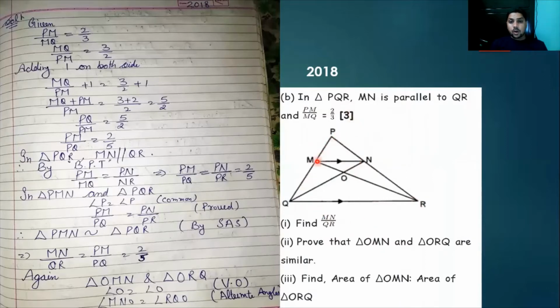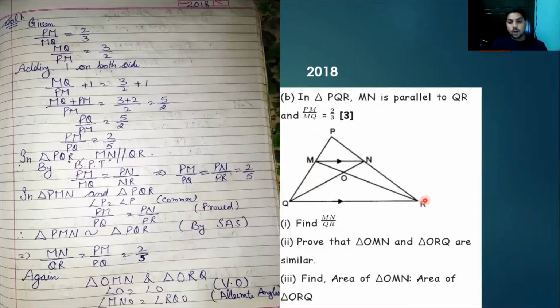PM ratio MQ is equal to 2:3. So this part will be 2 and this part will be 3. So the total length PM plus MQ is equal to 5, a total of 5 parts: 2 parts of PM and 3 parts of MQ. What we have to find is the value of MN over QR.